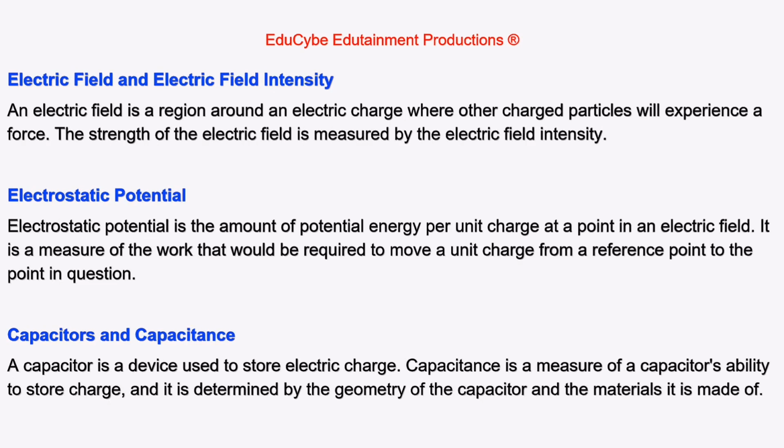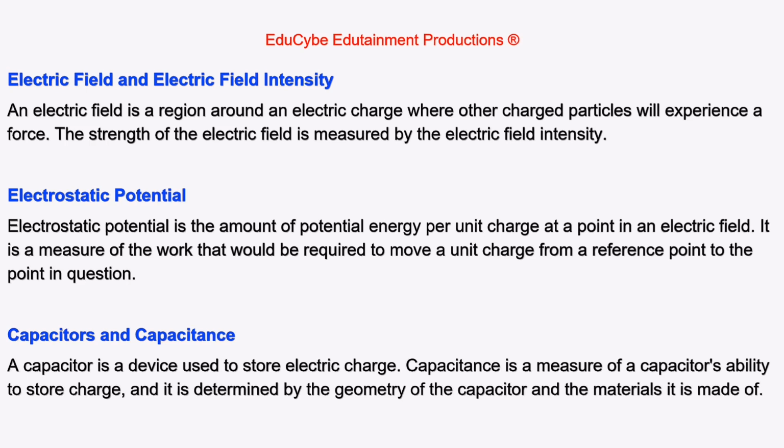Electric field and electric field intensity. An electric field is a region around an electric charge where other charged particles will experience a force. The strength of the electric field is measured by the electric field intensity. Electrostatic potential. Electrostatic potential is the amount of potential energy per unit charge at a point in an electric field. It is a measure of the work that would be required to move a unit charge from a reference point to the point in question.